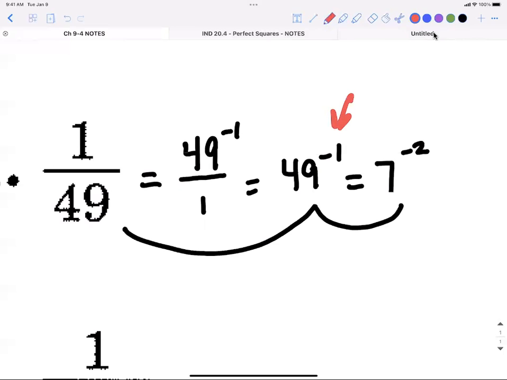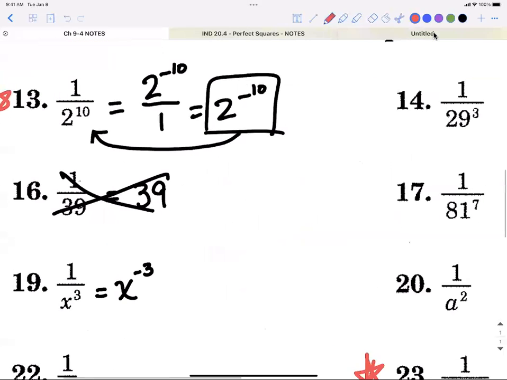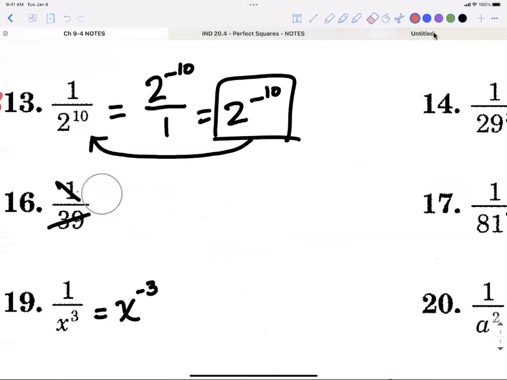And I will tell you, the ones on your homework, it's only perfect squares where it does this. And that's why I have this one X'd out, because can I write this one the same way? I can flip it over, right? I can put 39 to the -1, but there's nothing I can do. I can't square 39. I can't, well, I guess, could I cube it? Nope.